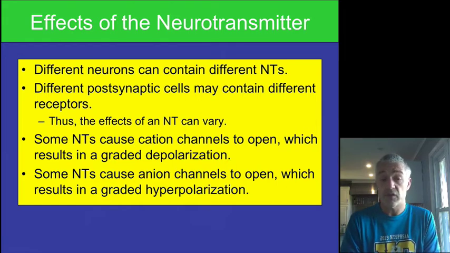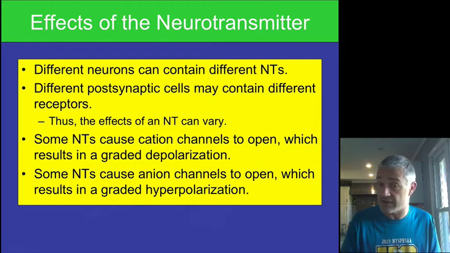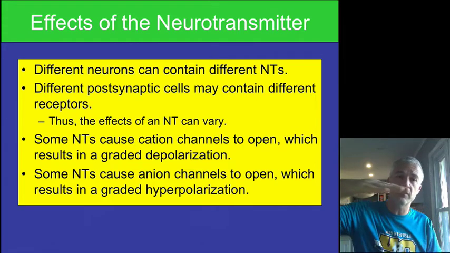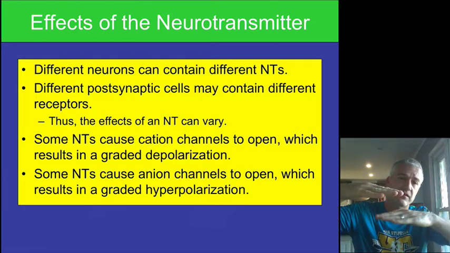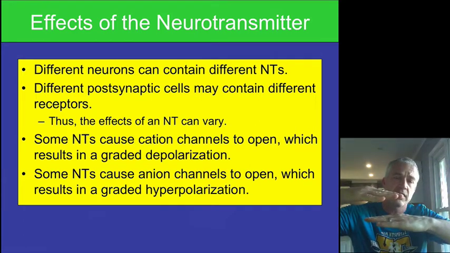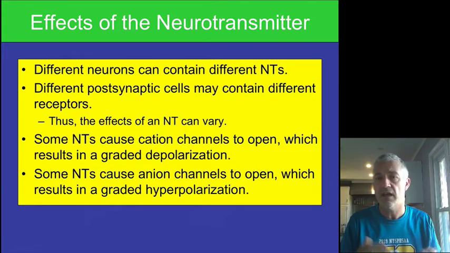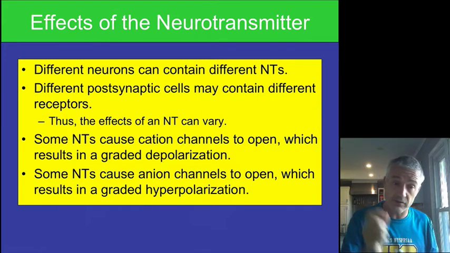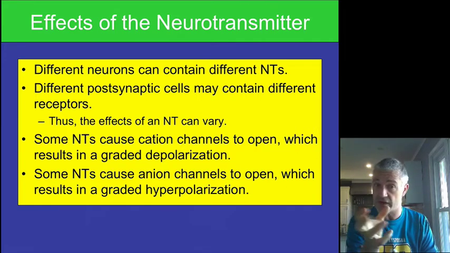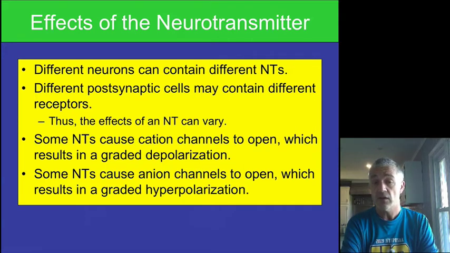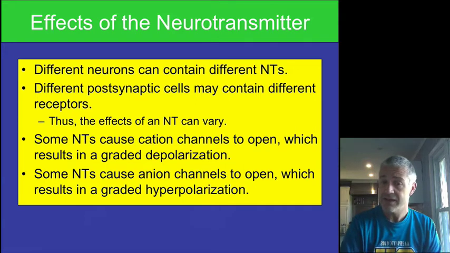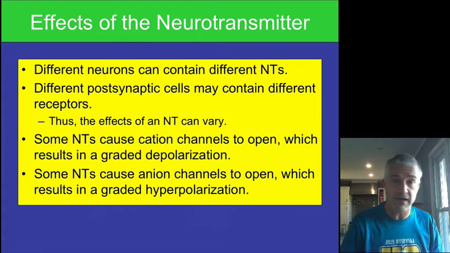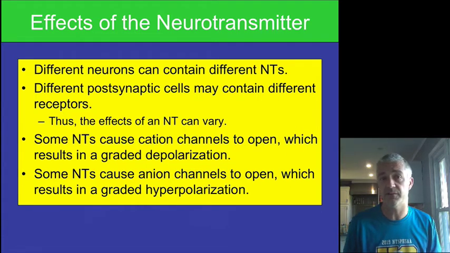But there are also some neurotransmitters that cause negative ion channels, or anion channels, to open up. What that's going to mean is you let negative ions into the cell. If it's normally negative 70 in the cell, and we let more negative ions in, let's say chloride ions that are negative, instead of being at negative 70, it might get down to negative 80. At that point, we're further away from threshold, so further away from those voltage-gated channels being triggered to bring about an action potential down the axon. This is what we refer to as a graded hyperpolarization, and this would have an inhibitory effect on this neuron sending a message.